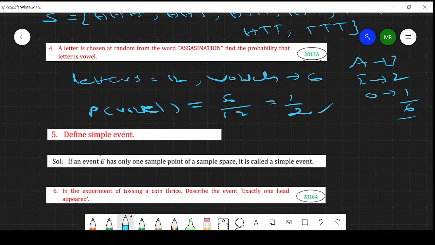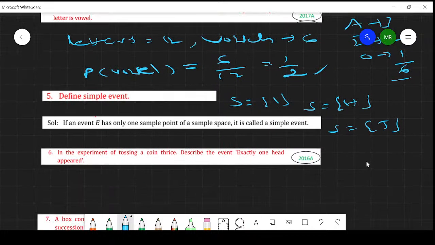Tossing a coin, getting head, that is a simple event. Example I will tell you. Suppose S is {H}, this is a simple event. Suppose S is equal to the singleton {T}, a simple event. Or S is equal to the singleton {1}, this is a simple event. If an event E has only one sample point of a sample space, it is called a simple event. Next one, the sixth one.